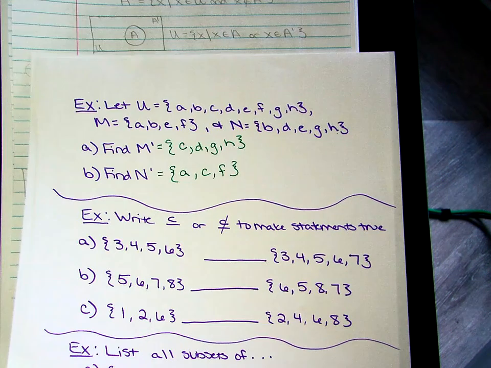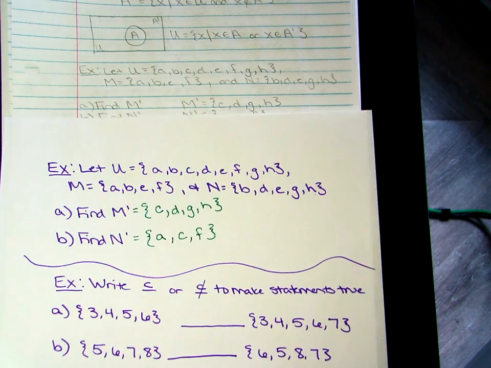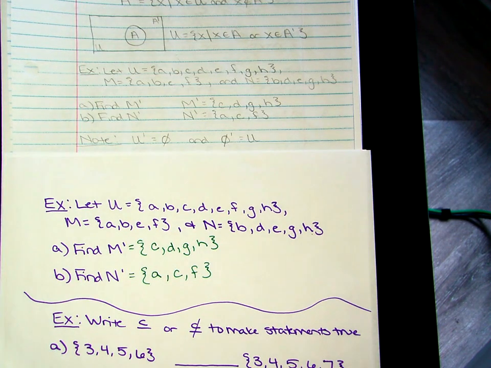So there's a couple of things to note. The big one is that if you think about finding the complement of the universal set, you're always going to get the empty set because nothing lives outside of the universe. We're only considering things in the universe, so the complement of that is the empty set or the null set. Inversely, the complement of the null set is the universe.